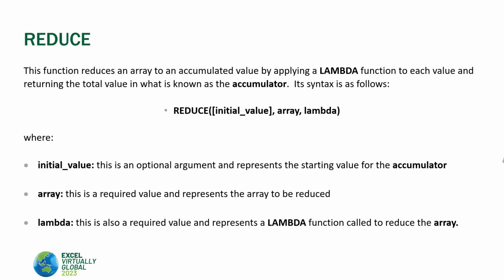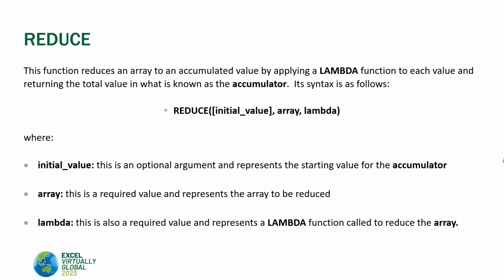Our penultimate function in our list should not reduce you to tears. In fact, this reduces an array to an accumulator value by applying a lambda function, which we talked about just a few moments ago, to each value and returning the total value in what is known as the accumulator. And its syntax is as follows. You've got reduce, and then you have initial value, which is optional, comma array, comma lambda.